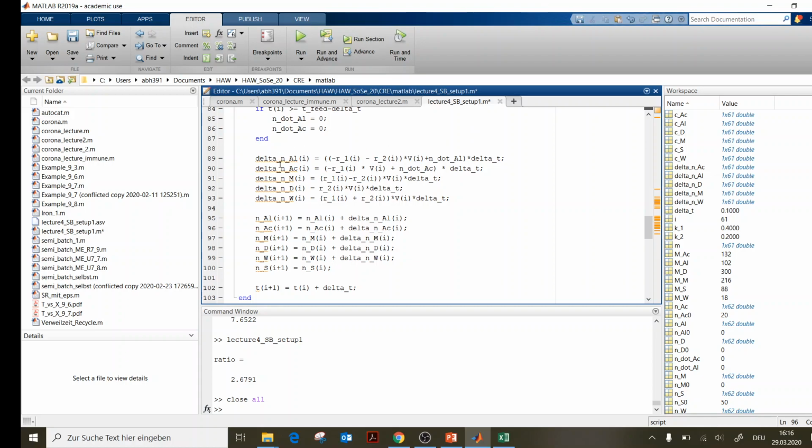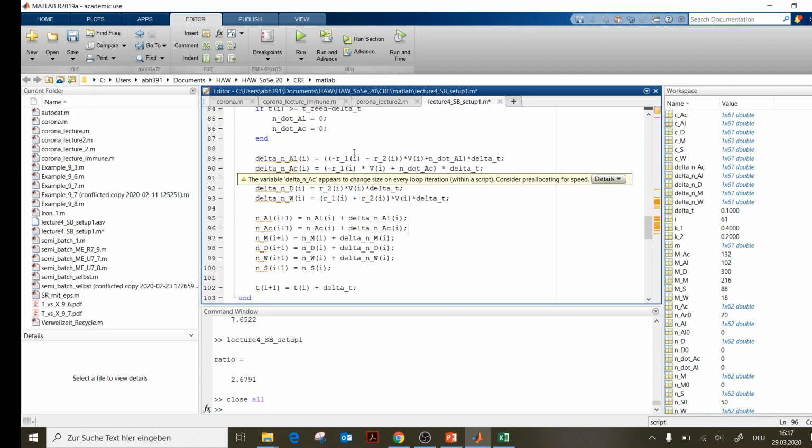Okay, what does it mean, our alcohol? Alcohol is consumed in the first reaction and in the second reaction. That's why I put a minus here. Then you have to multiply it with the volume. And you have to take into account that there could be an inflow of alcohol, and that's why you also have to put the n dot alcohol in here. And then in the end, you have to multiply it with the delta t, with the time step.